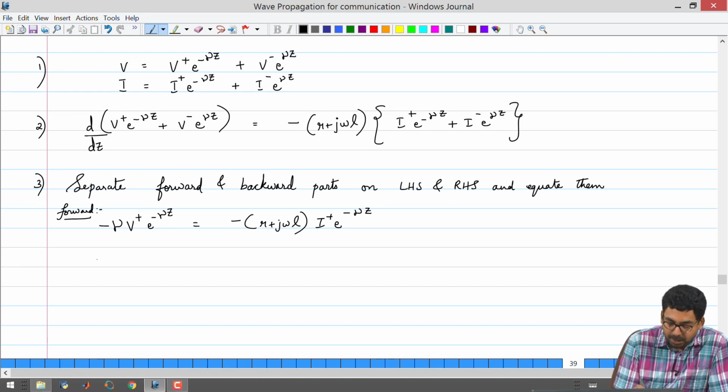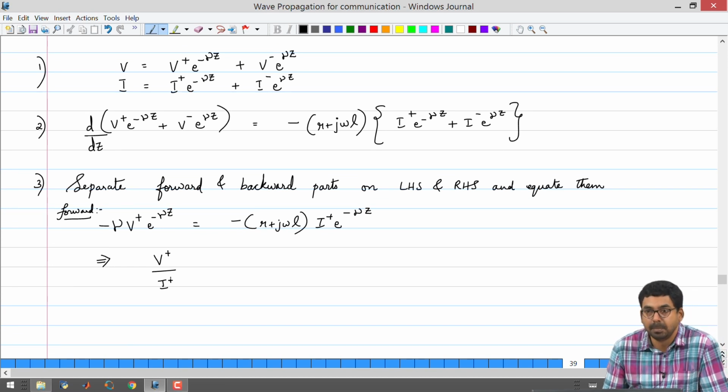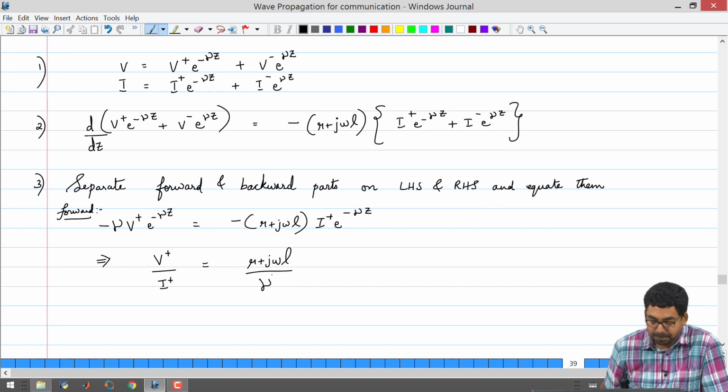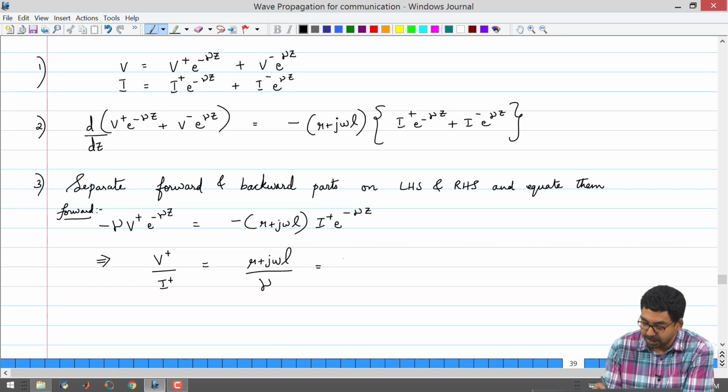Okay. And from here, the quantity that we are interested in is V plus divided by I plus. So, we bring that to the left hand side. All the other terms are brought to the right hand side. So, we can write this down as R plus j omega L divided by gamma. Now, the way we have defined gamma in our wave equation to apply this general solution is gamma is going to be square root of R plus j omega L times G plus j omega C. So, I am just going to substitute for gamma as R plus j omega L times G plus j omega C under square root. So, I will have this.